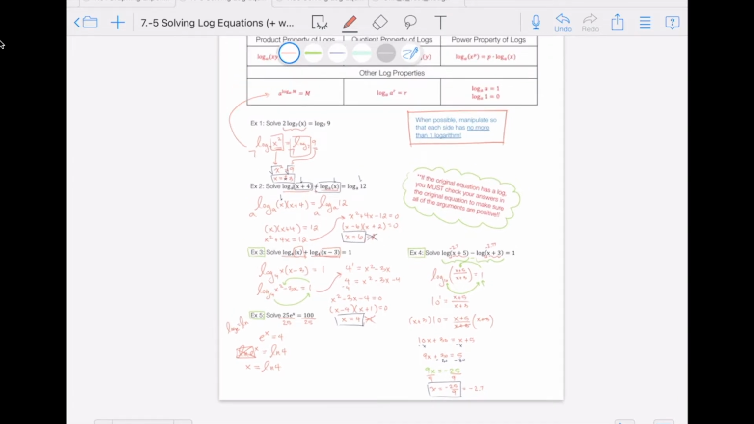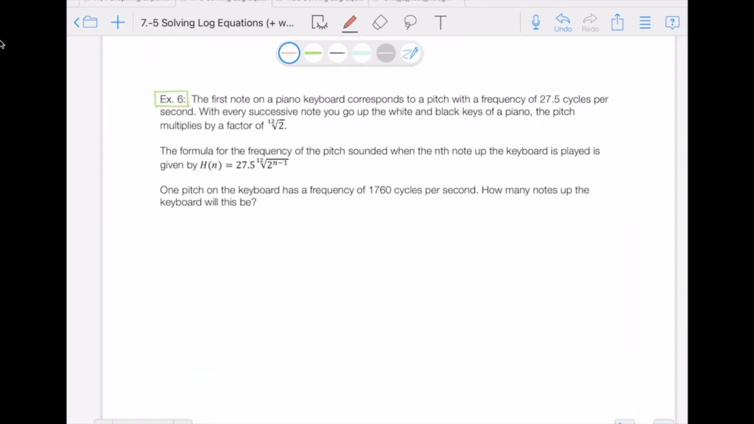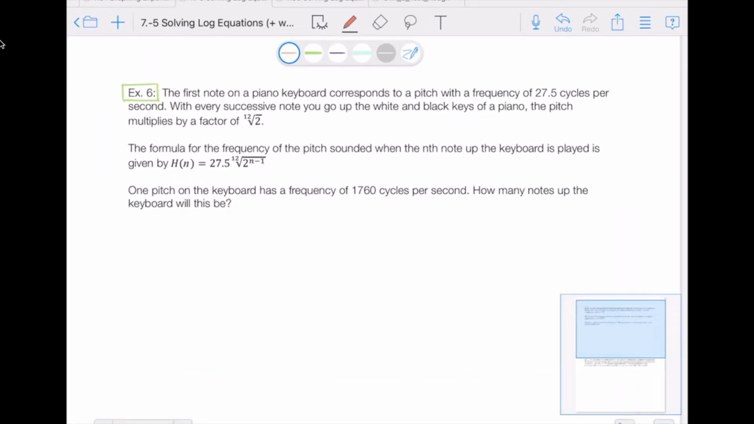All right, so we're going to move on to some word problems now. And the first word problem is really closely linked to the project you guys are doing right now, so let's read it together. The first note on a piano keyboard corresponds to a pitch with a frequency of 27.5 cycles per second. With every successive note you go up the white and black keys of a piano, the pitch multiplies by a factor of the 12th root of 2.